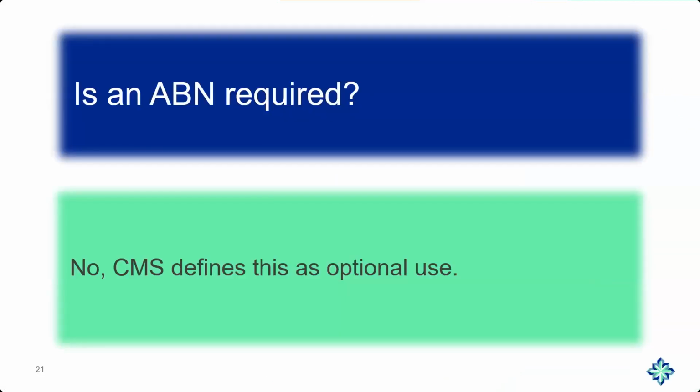First, and again, I put this in here: isn't ABN required? No, CMS does define this as an optional use. Please check out the Medicare Claims Processing Manual, Chapter 30 for further information. Information on this is on slides 13 and 18. Just highlight, make a note. Maybe you want to do that.